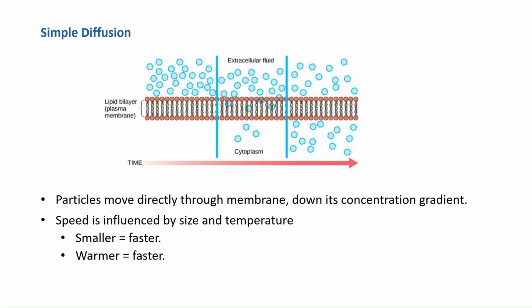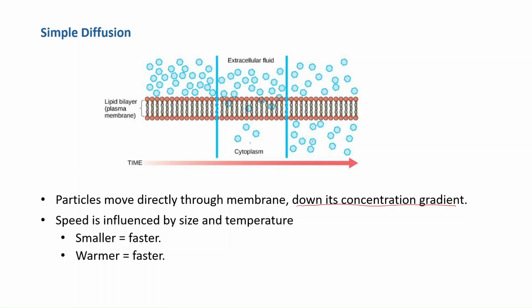Simple diffusion is, again, the particles move through the membrane down the concentration gradient. So you have the membrane in here. It's a particle that can dissolve in the plasma membrane. So there's a lot outside. There's none inside. So slowly they start seeping through it, diffusing through it, until it equalizes the concentration on both sides.